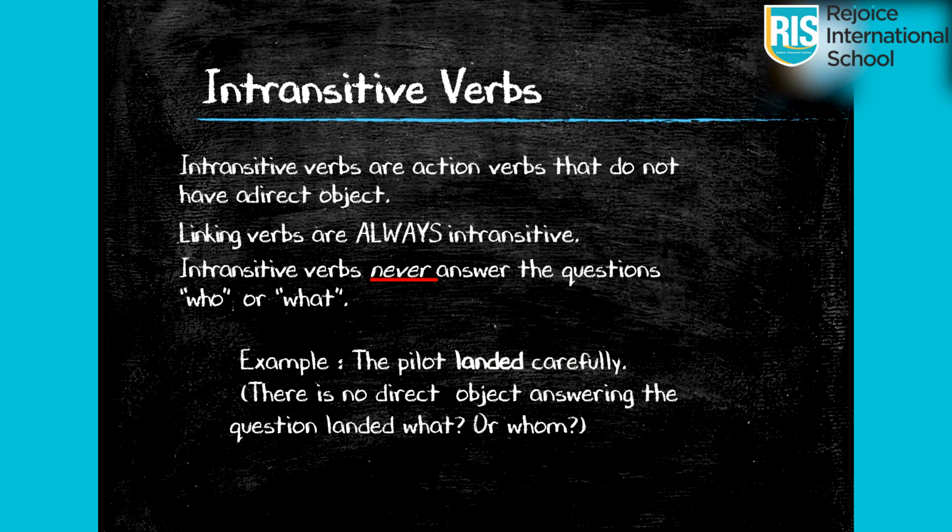Let's take the example. The pilot landed carefully. Is it answering the question what landed? No. But how it landed? It landed carefully. So over here the action is transferred to an indirect object. It is not answering the question what. So landed becomes an intransitive verb.